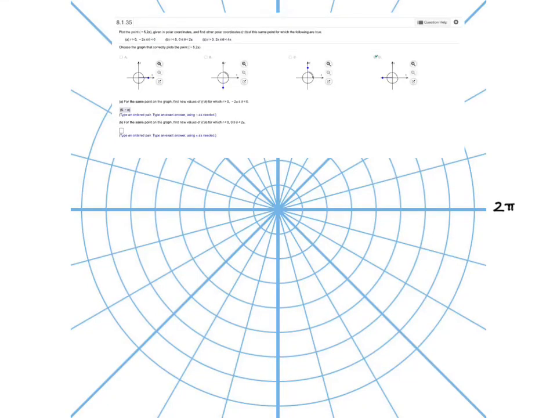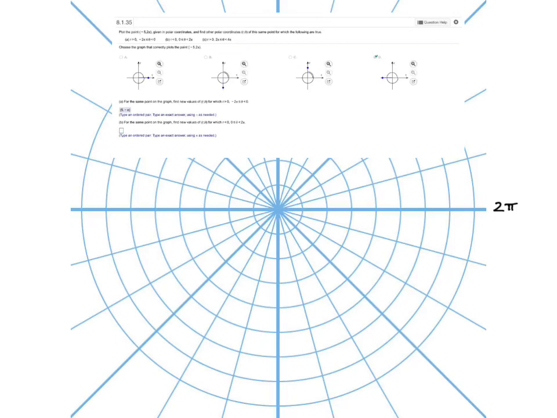In this problem, we need to locate the point -5, 2 pi. So I start by locating 2 pi on my polar graph, and we know that that is 1 revolution around from 0. So we put it right where we would put 0 if we were talking about 0. And now I need to locate r equals -5 along here.